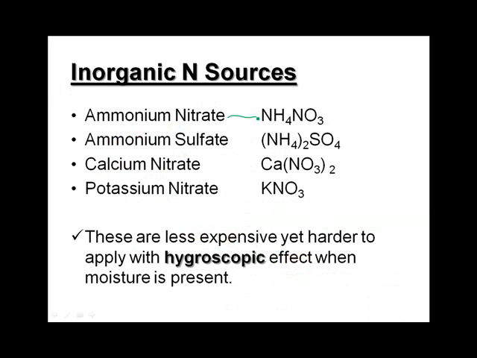If we need calcium, calcium nitrate is a way to add calcium to the system. That's never a bad idea. Calcium is a pretty important nutrient in a turf system. If we need potassium, we can use potassium nitrate. So different products, all made from energy, from fossil fuels pulled out of the air. Less expensive than some of the organics.